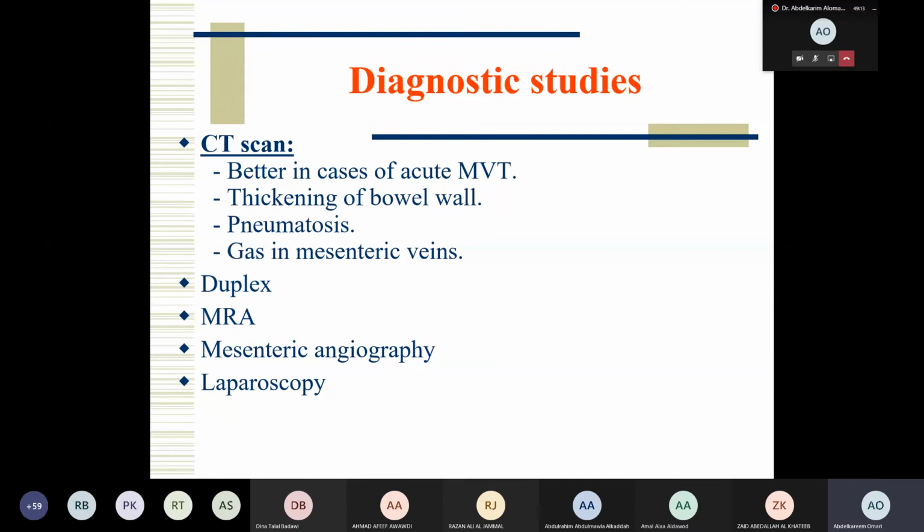Diagnostic studies: CT scan, better in cases of acute mesenteric venous thrombosis. Diagnostic CT scan. What do we see on the CT scan? We see thickening of the bowel wall. Thickening of the bowel wall, the radiology says the wall is thick.